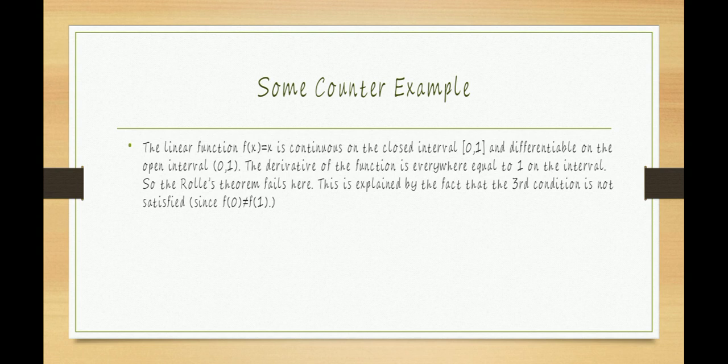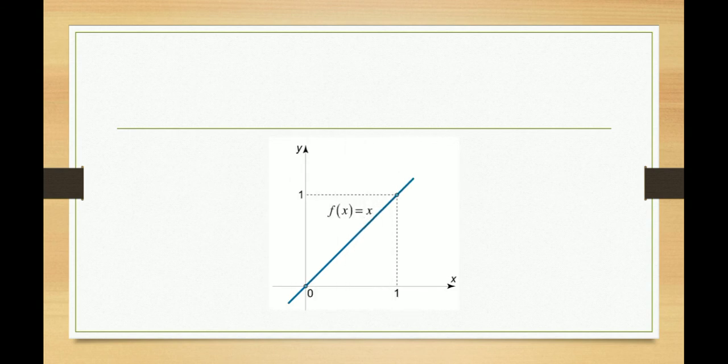This is explained by the fact that the third condition is not satisfied. f(x) = x is continuous on [0, 1] and differentiable on the open interval (0, 1). But f(0) = 0 and f(1) = 1, so f(0) is not equal to f(1). Therefore, Rolle's theorem fails. See the graph, which indicates that f(0) is not equal to f(1). Therefore, Rolle's theorem does not hold.